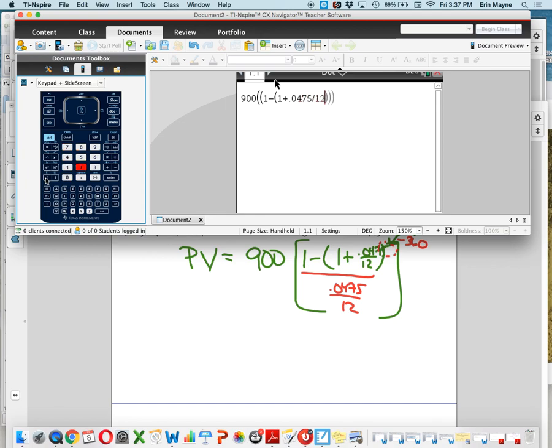0.0475 divided by 12, and again, it's just that piece that's being raised to the, and now this becomes important, negative 360th. Then we close that numerator, divide by the denominator, which also needs to be in parentheses, and I have that value that I could purchase a home for: $172,530.